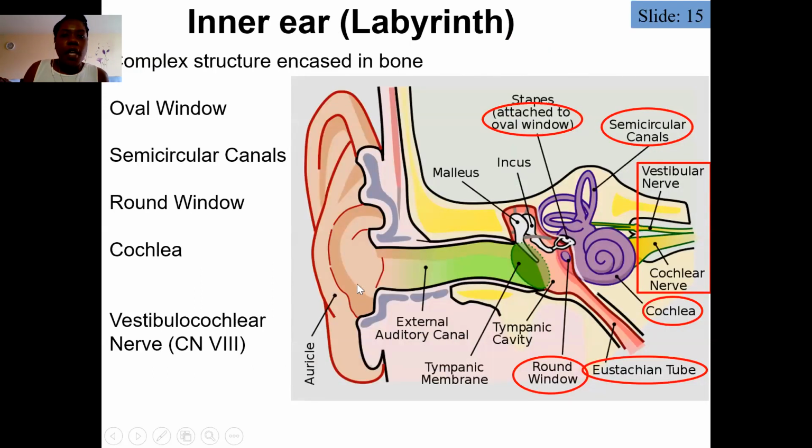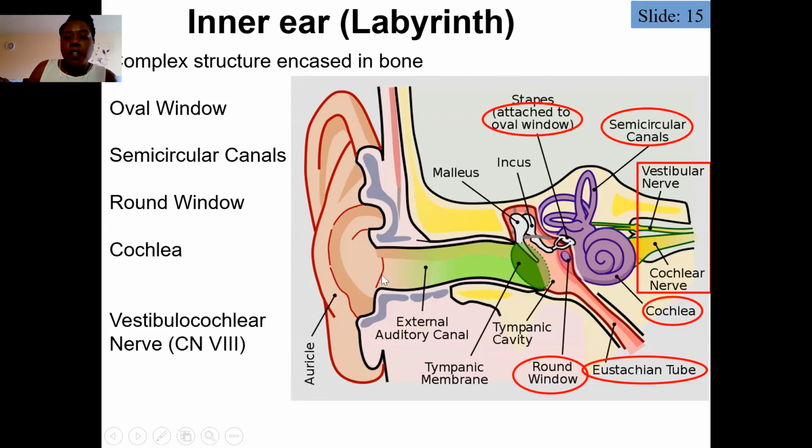Okay. Let's move on to the inner ear. The inner ear is sometimes referred to as the labyrinth, or the bony labyrinth. This is a complex sequence of structures wrapped up in bone that help to further amplify that sound. We talked about the ossicles helping to amplify the vibrations of those incoming sound waves. Now, when we get to the inner ear, those vibrations are transmitted to vibrations of fluid, because the structures in the labyrinth are fluid-filled structures. So let's talk about them one by one.